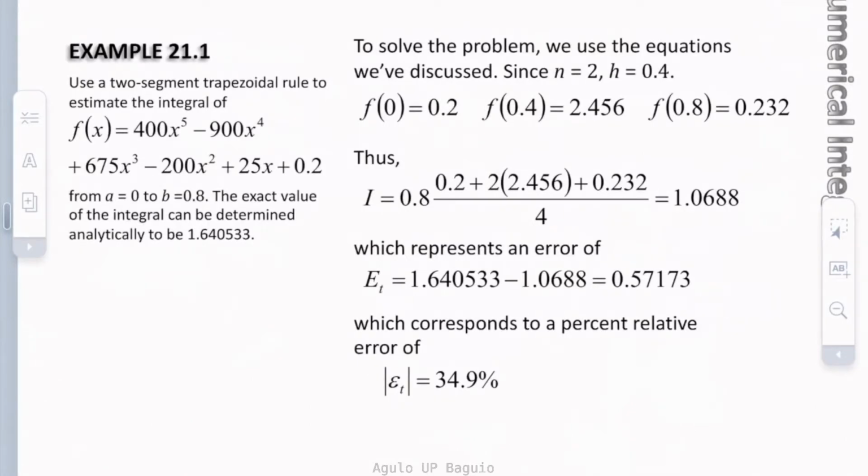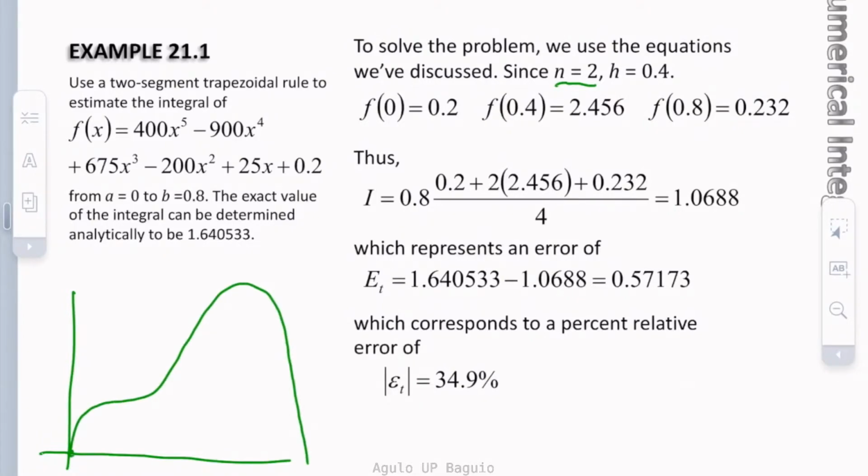Let's consider the same example. In this case, we divide the function into 2 intervals, n equals 2. That means that if this is your function, this is x equals 0, this is x equals 0.8. Dividing it by 2 intervals means we have 0.4 here. So this is your first interval and this is your second interval. This is what n equals 2 means. H equals 0.4 means that each interval has a width of 0.4.